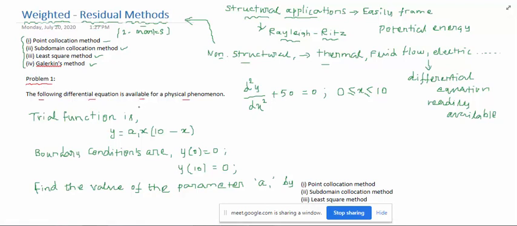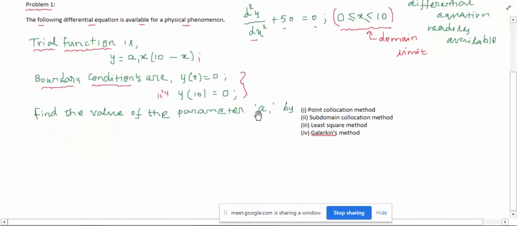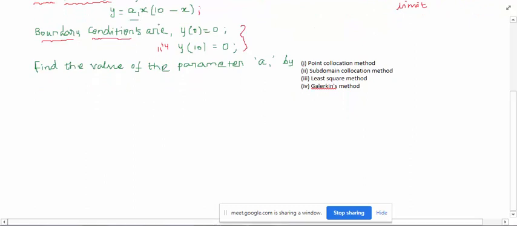So the following differential equation is available for a physical phenomenon: d square y by dx square plus 50 equal to 0. The domain is 0 to 10. So this is the domain limit. The trial function is already given, y equal to a1x into 10 minus x. Okay, so this is your trial function. The boundary conditions are y of 0 equal to 0 and y of 10 is equal to 0. Okay, so we have to find out the value of the parameter a1 by point collocation method, subdomain collocation, least square and Galerkin method.